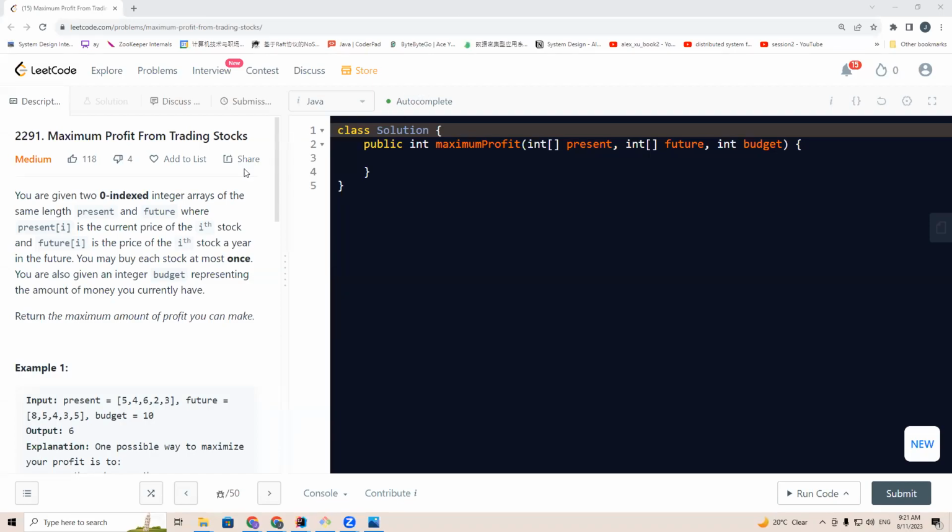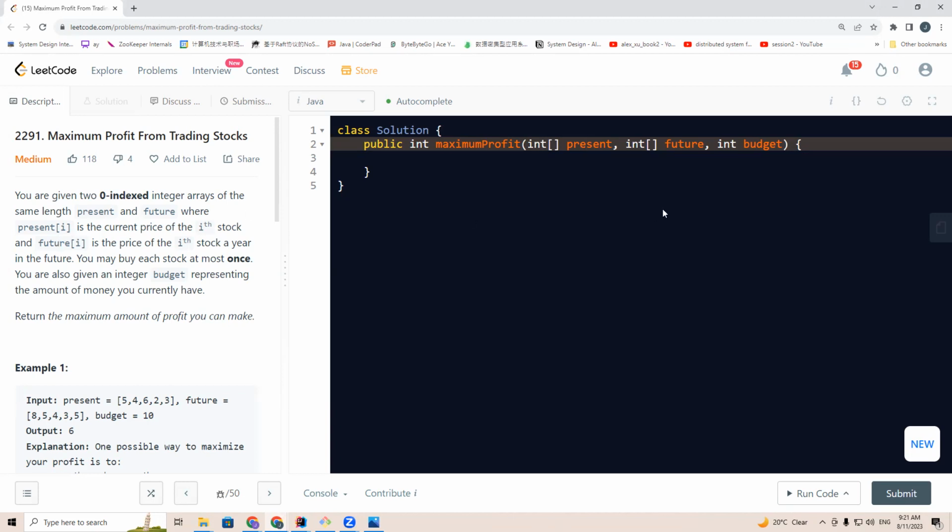Let's go through LeetCode 2291, Maximum Profit from Trading Stocks. For this question, it gives us an integer array present, which represents the current price of the i-th stock, and future, where future[i] is the price of the i-th stock in a year. And you have a budget, which means the stocks you buy cannot exceed the budget. You do not need to use all of the budget, but it asks for the maximum amount of profit you can make.